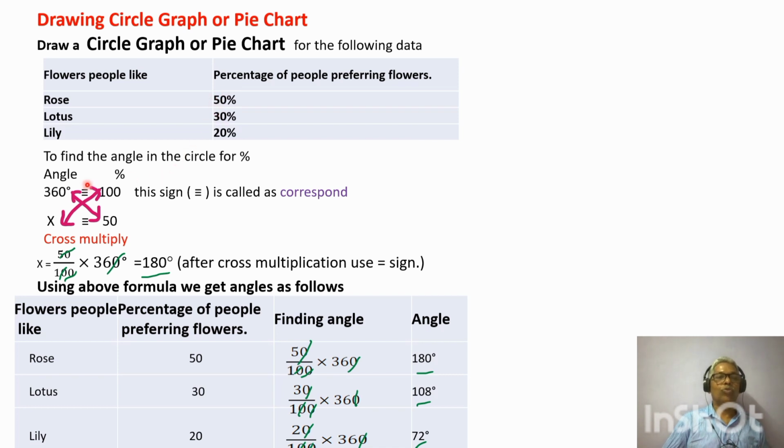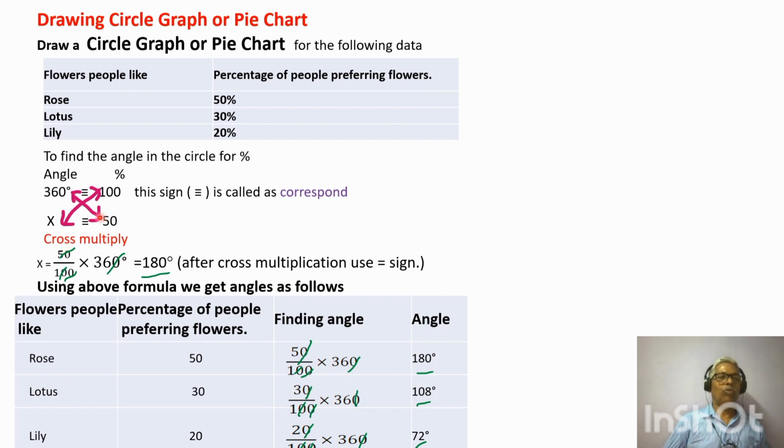First we have to convert these percentage figures into angles. This is the equation for this: 360 degrees corresponds to 100. This sign means corresponds. Take the angle on one side and the percentage on the other side. Don't make a mistake. 360 corresponds to 100, then x is the angle which we have to find out. Let us take it as x for this 50%.